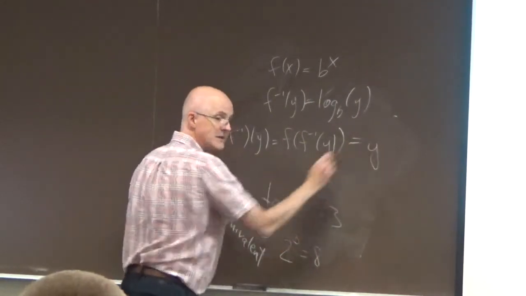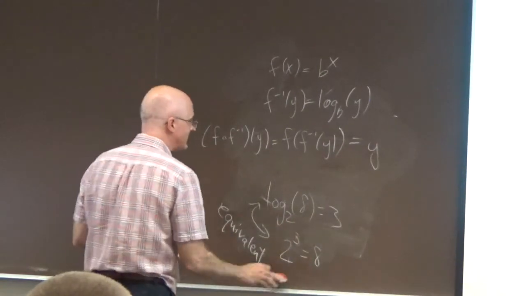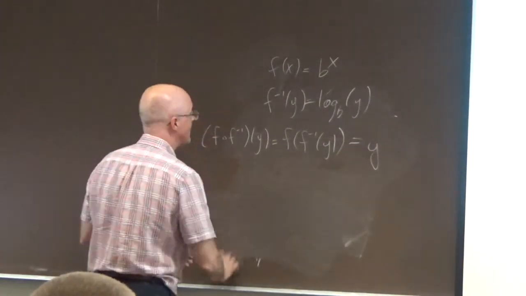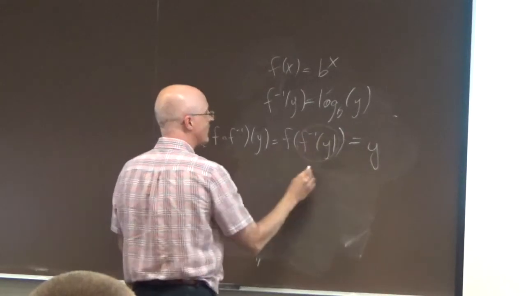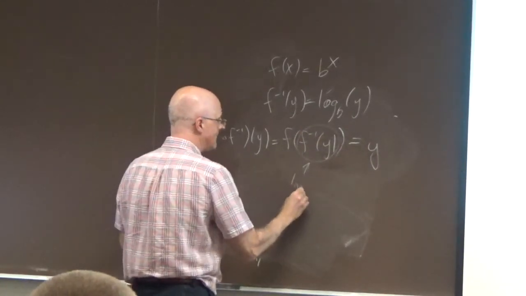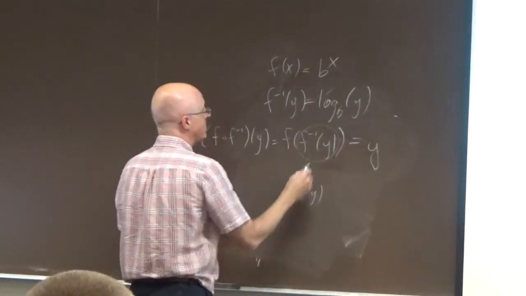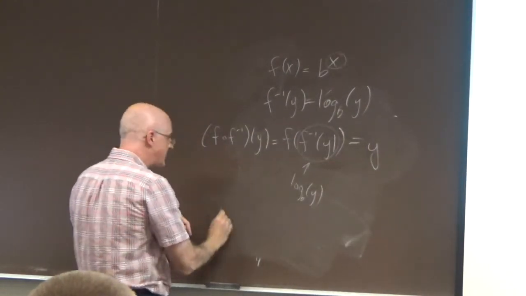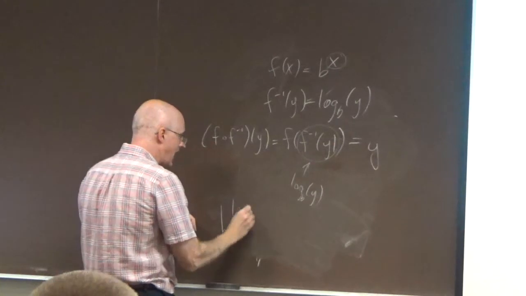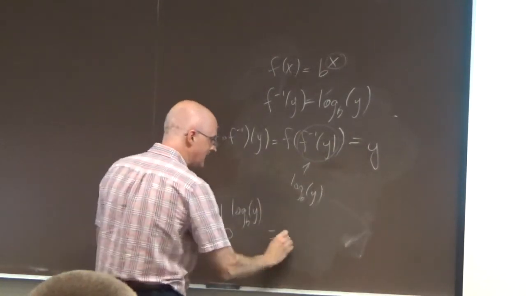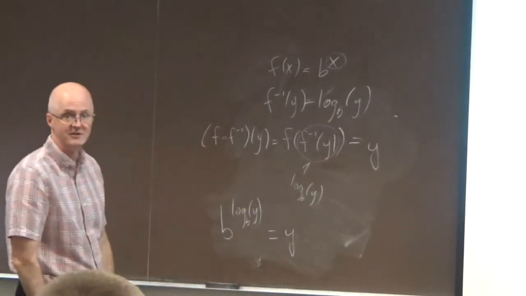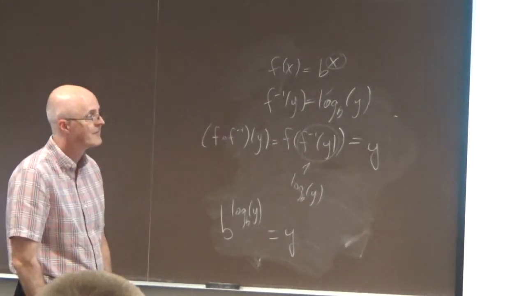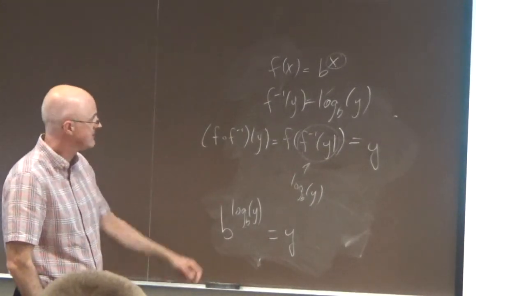Why? They undo each other. Write that equation in terms of logarithms. f inverse of y is log base b of y. If I plug that expression into f in place of the x, I'm going to get b to the log base b of y equals y. It's because they're inverse functions. y has to be positive to be in the domain of the logarithm.